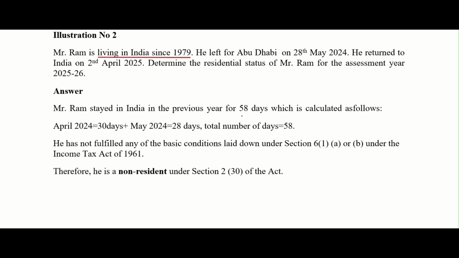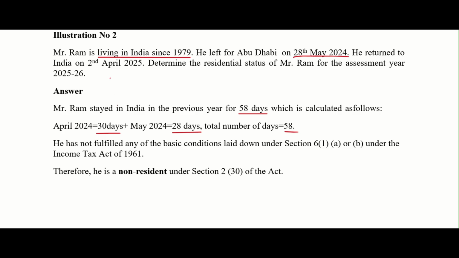Mr. Ram stayed in India in the previous year for 58 days, which is calculated as follows. We are taking the financial year, 1st April to 31st March. April 2024, 30 days, because he left for Abu Dhabi on 28th May 2024, and in the month of May, 28 days. See here, both arrival and departure dates have to be taken. Arrival date, he came to India, he left from India, both are included. So that's why I have taken 28 days. So the total number of days is 58 days.